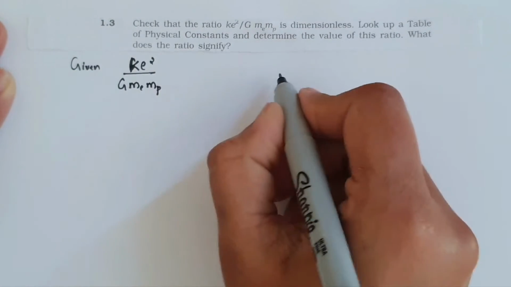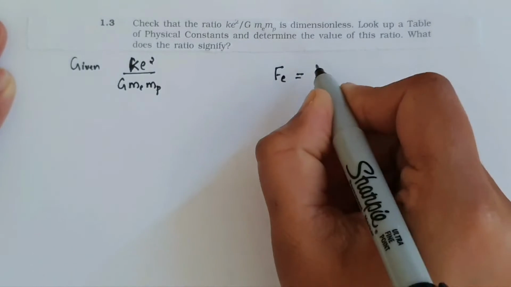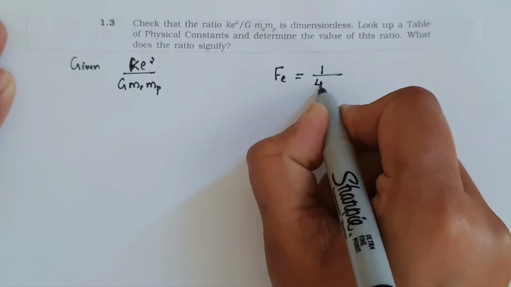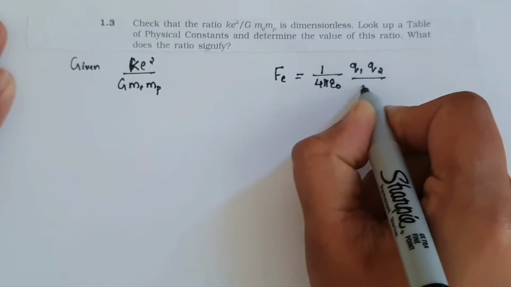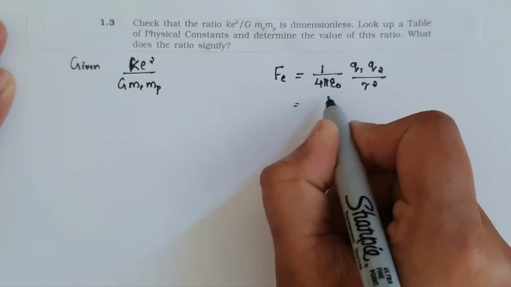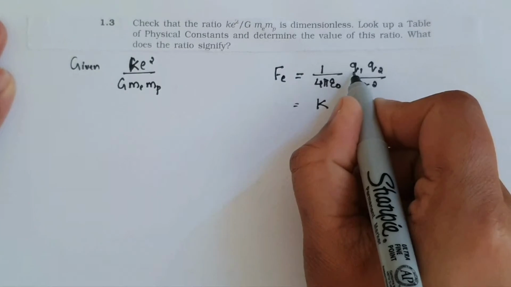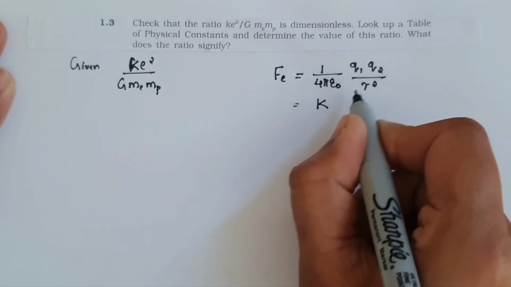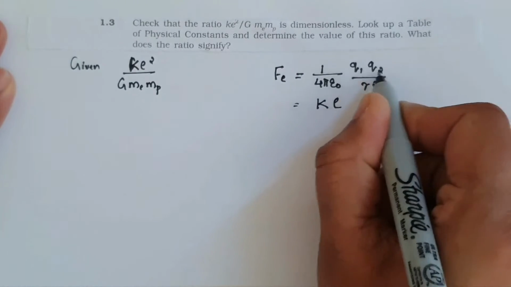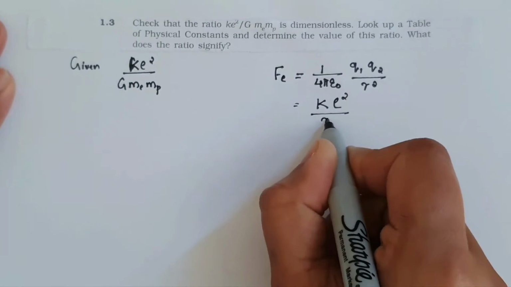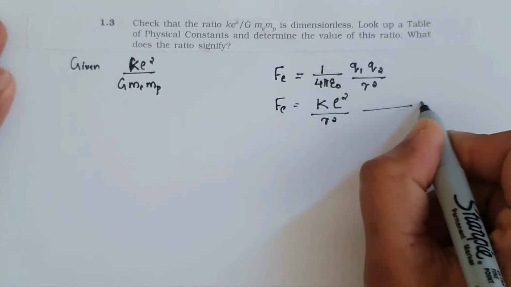Now we know that the electric force between an electron and a proton at a distance r is given by 1 by 4 pi epsilon 0 Q1 Q2 by r square. This 1 by 4 pi epsilon 0 is a constant, that is k. Q1 and Q2, that is charge of electron and proton. Charge of electron and proton are same but opposite signs. So this is e into e, that is e square divided by r square. So Fe is equal to k e square by r square. This is equation number 1.